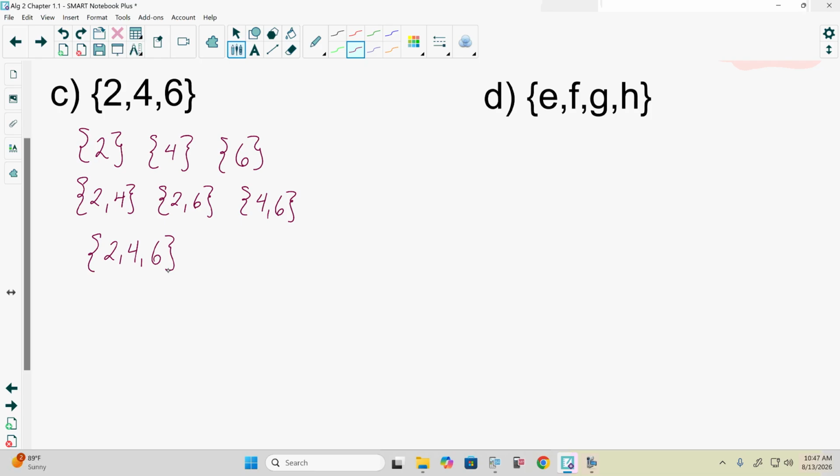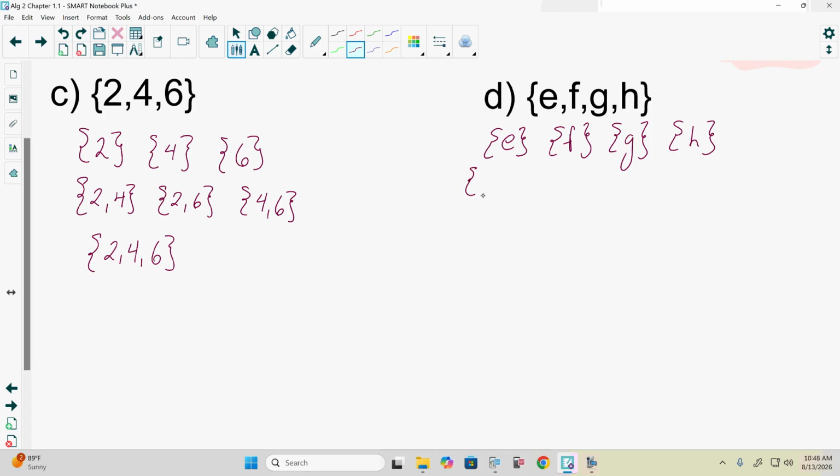So for E, F, G, H, we have the set containing E, F, G, H. So we have a set just containing each single element. Each object is considered an element. All right, because that takes care of all of our individual, just one element subsets.